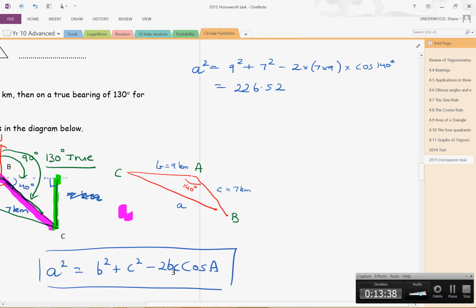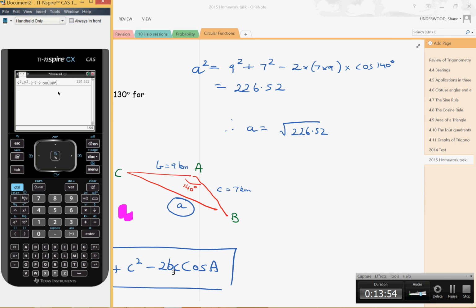That's correct. So, how far is it? We're not caring about a squared, we want a. So therefore we can say that the distance it's travelled is the square root of 226.52, which, if I do the square root of, let's just do that. 15.05.